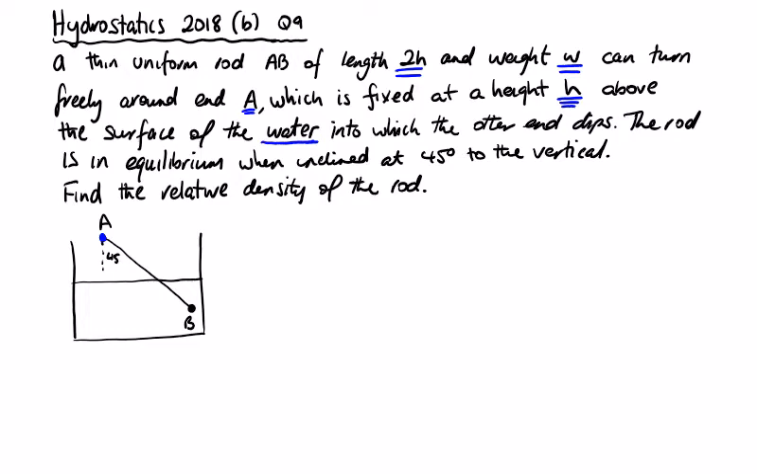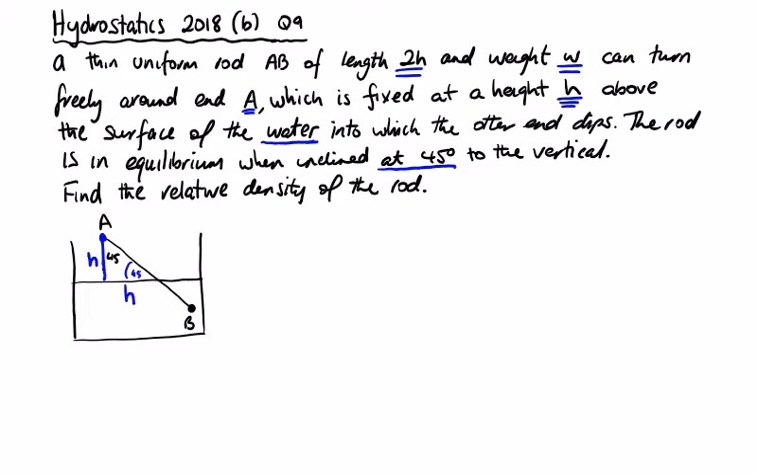The rod is in equilibrium when inclined at 45 to the vertical, which was given to us in this diagram underneath. Now, a height h above the water, this will come in later in the question. That obviously has to be 45 too, so this will be h as well. So that will help us later on in the question.